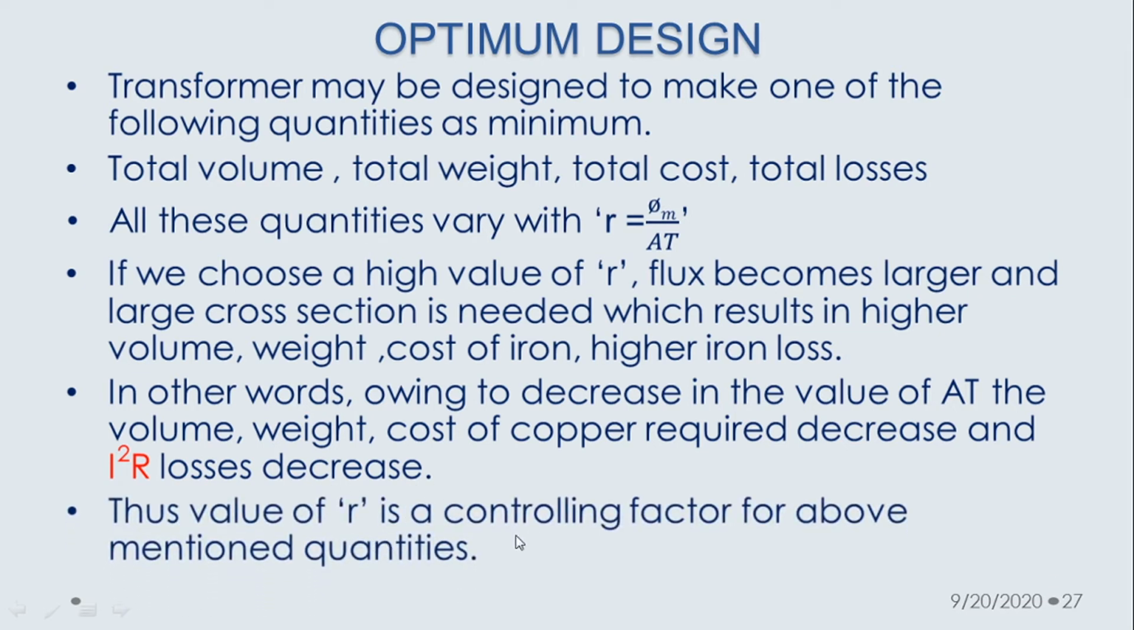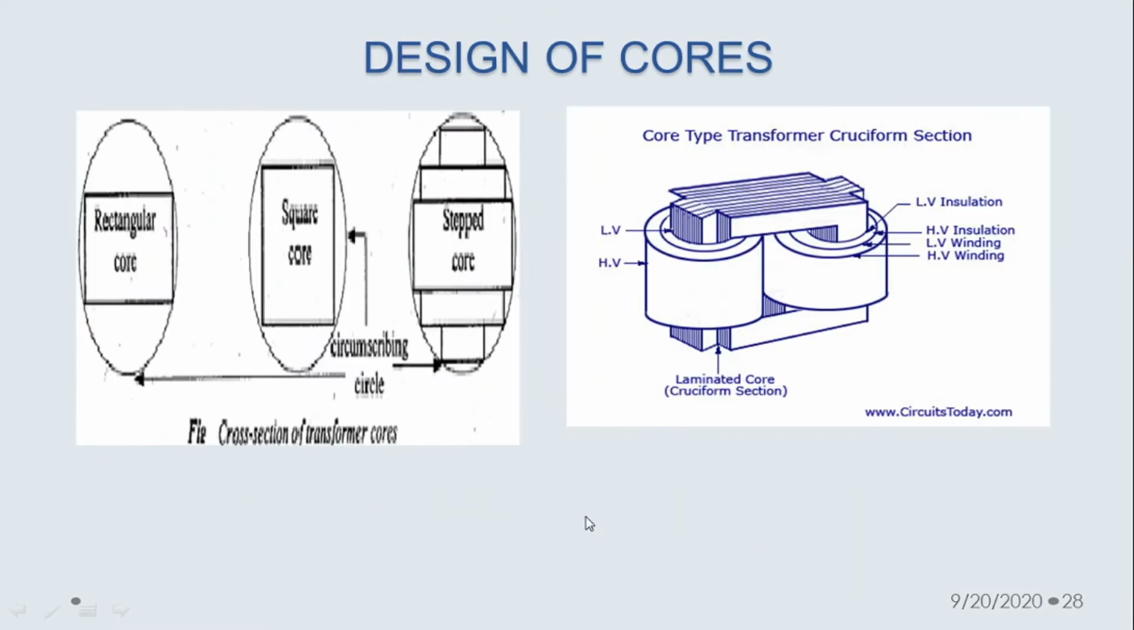Thus the value of r is a controlling factor for the above mentioned quantities. So you can say that r is the controlling factor, that is the magnetic loading and electrical loading. You can say phi m, that is magnetic flux, and ampere turns. So this ratio, that is r, is the controlling factor for the above quantities.